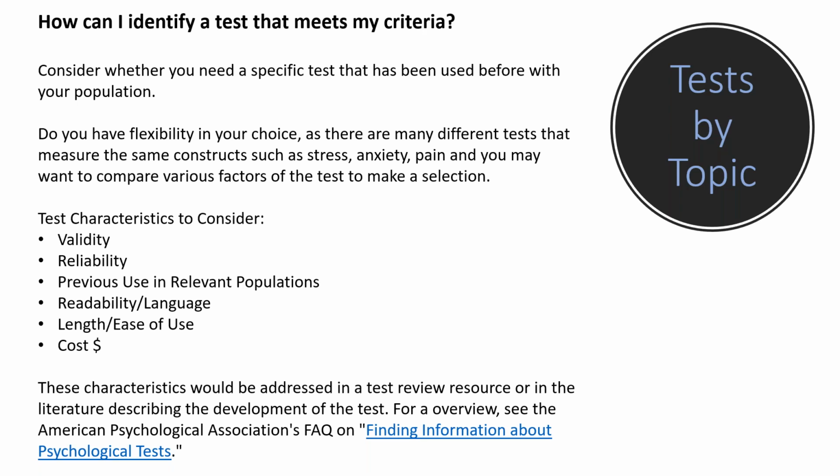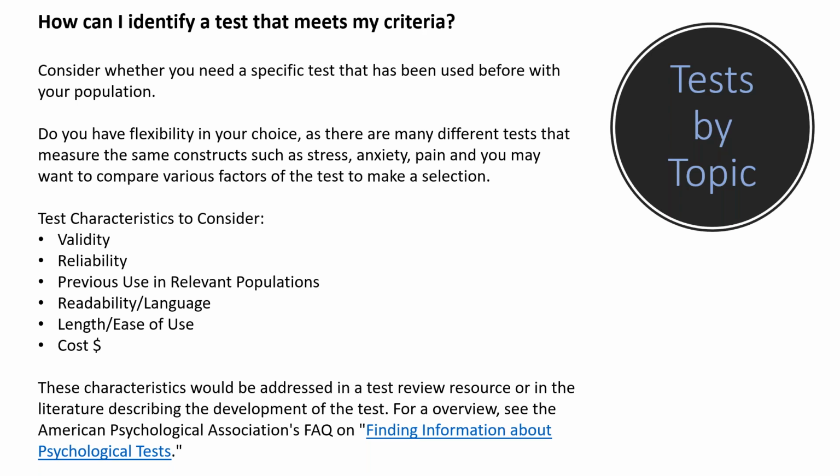So some things that you may want to consider are, of course, the validity and reliability of the test, also previous use in relevant populations. You may also want to even consider readability or language, the length or ease of use. So obviously, if it's a longer measure, is it relevant to the particular population that you're using, or would it be easier to use a shorter test? And of course, cost is a consideration as well.